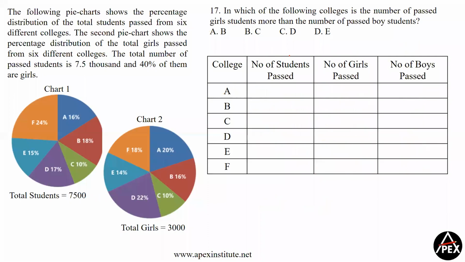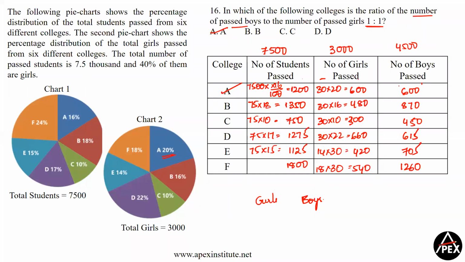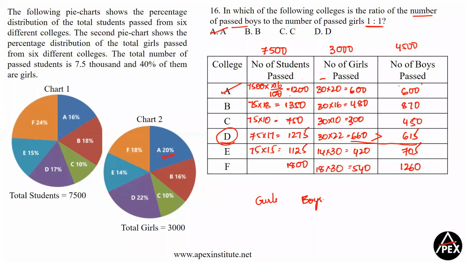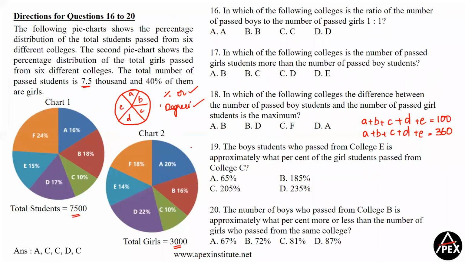Yeah. Now coming to the second, in which of the colleges is the number of passed girl students more than the number of passed boy students? Okay, so what is that college? So I can see only one college, which is D. The number of girls passed is more than the number of boys passed in only one college, that is college D. Okay, so the answer for this question should be D. So this is A and this is D.